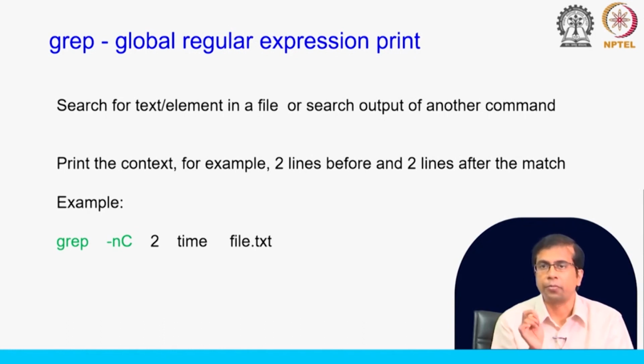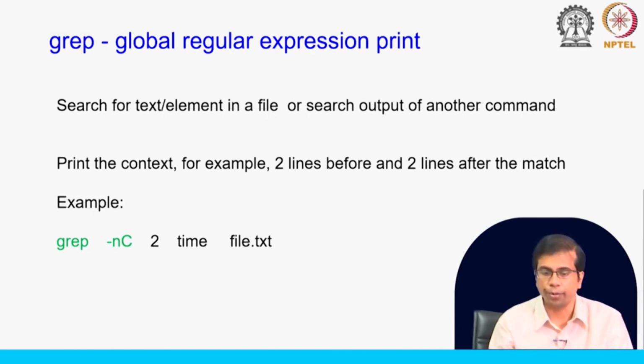So, note these options, whether they are in capital or small letter, this is very important. These are actually critical, you cannot just interchange small and capital. So, this is something that you should note for all commands. So, if you use this -nc2, this means print the context 2 lines before and 2 lines after the match.